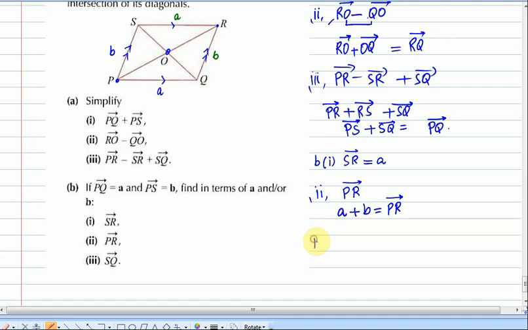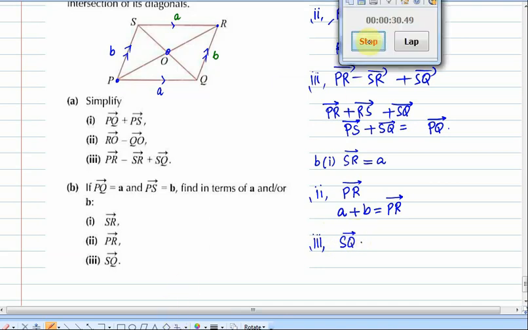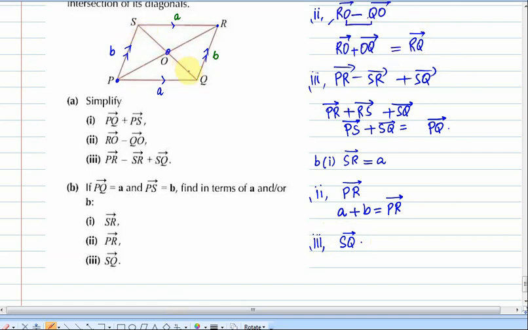Right? For part 3, SQ. Do it by yourself first and then I will explain. 30 seconds. So the question SQ means that I need to start from S and reach Q, but I cannot go directly. So it's up to me: either I go from S to P and then from P to Q, or I go from S to R and then from R to Q. The answer will be the same. So I will opt for S to R and then R to Q.